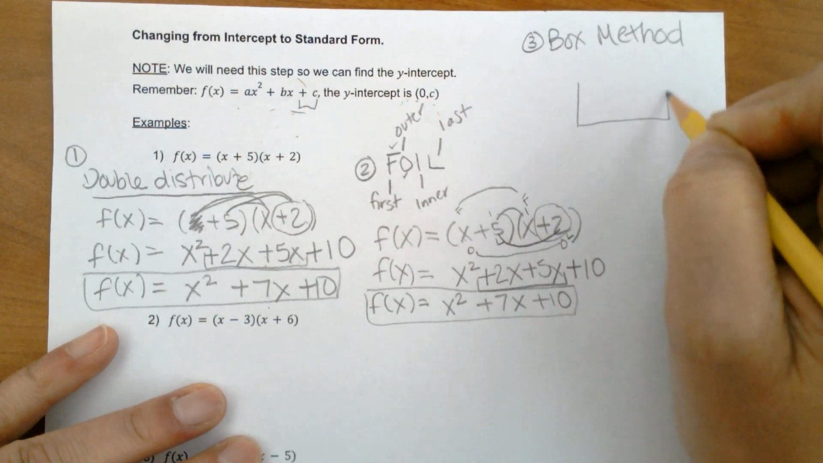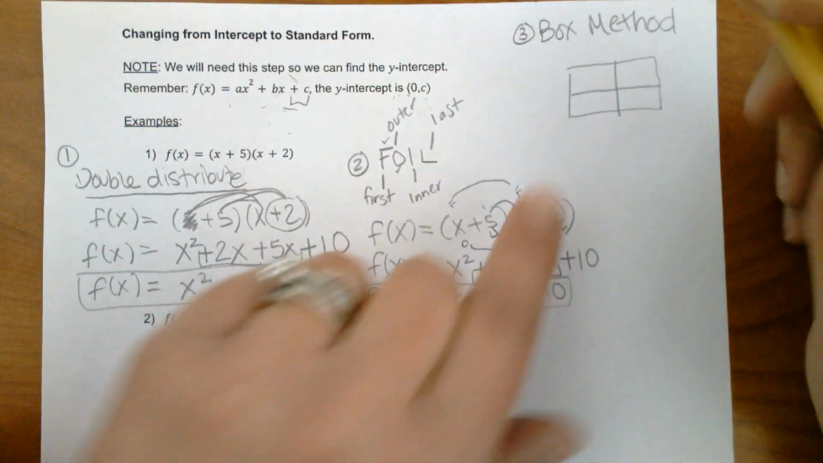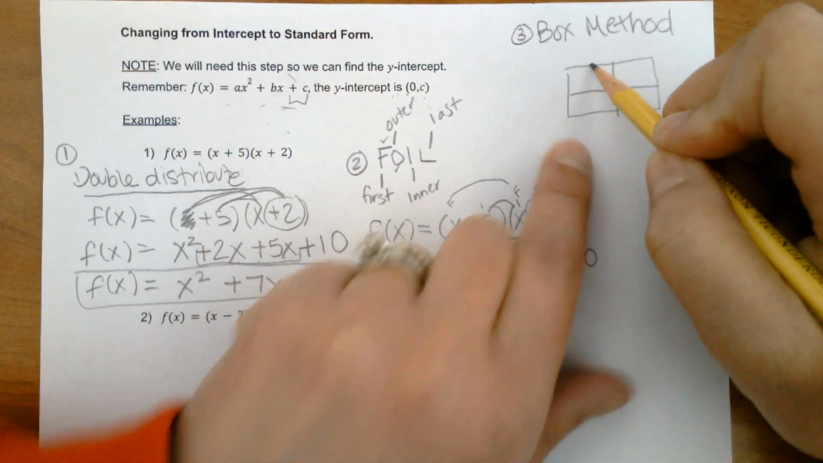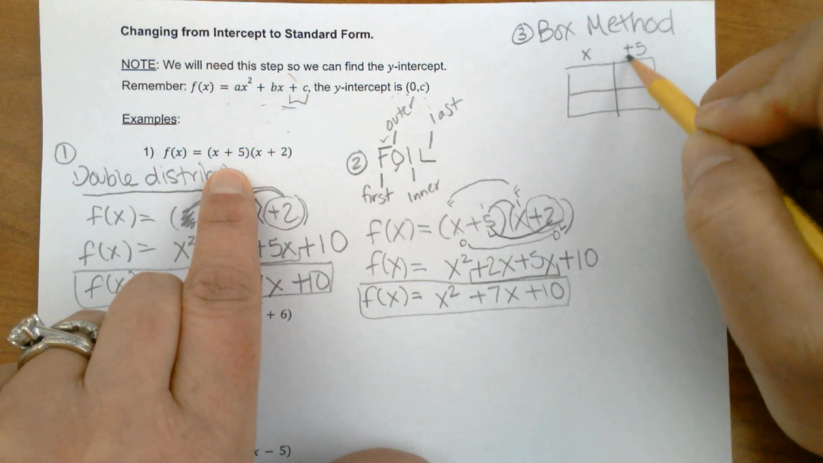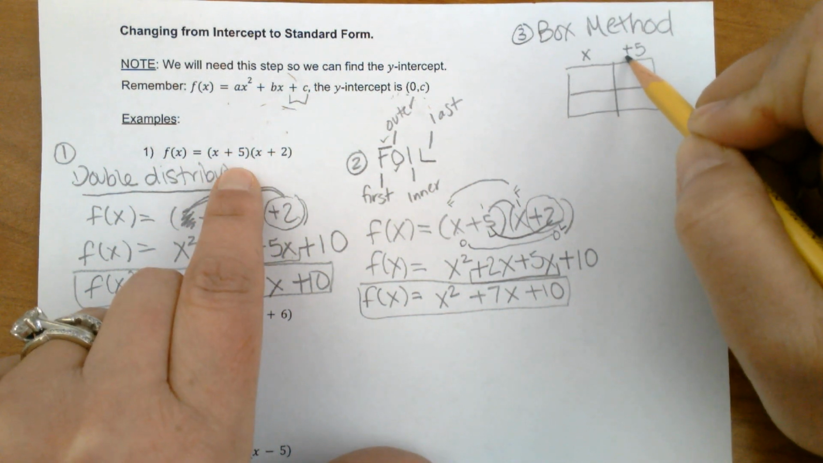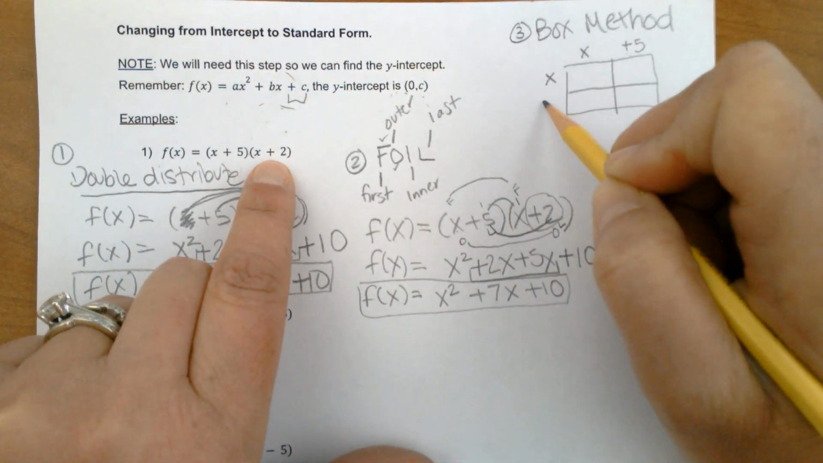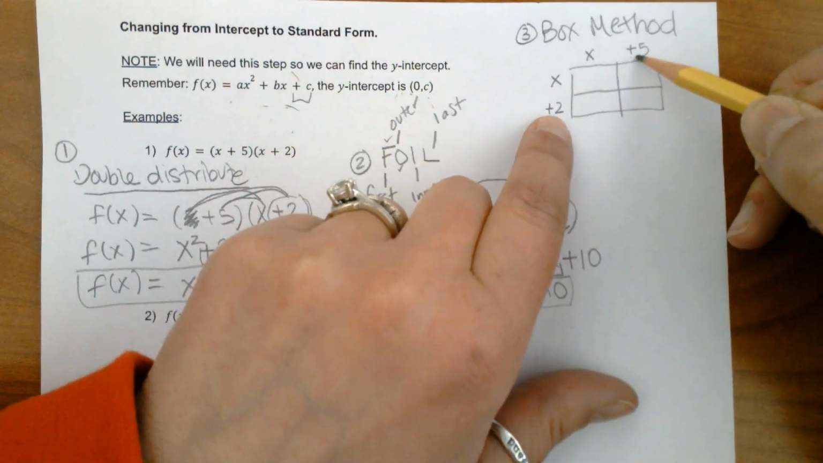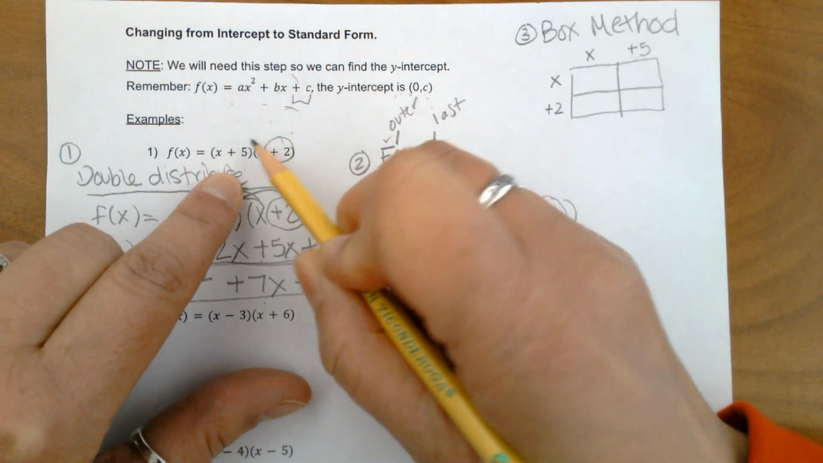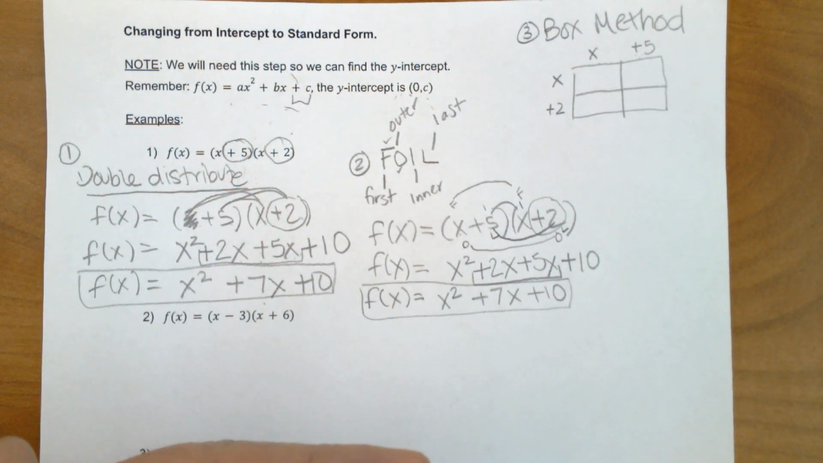So what you do is you set up a box. Okay, so on top of this box, we're going to put the x plus 5. The sign has to go with it. If it's plus, it becomes a positive. The second, x, positive 2, because it's a plus, so the plus goes with it. So these signs have to match these signs here, okay? And now we can multiply.